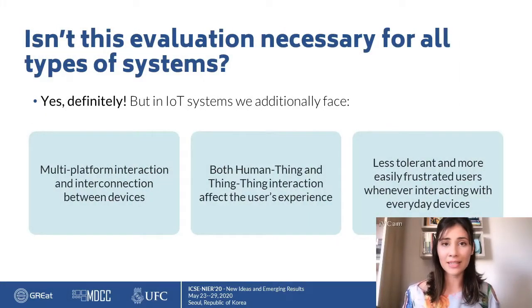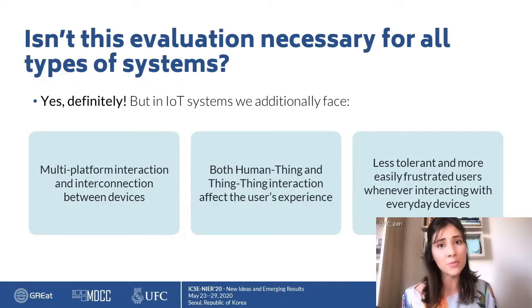At this point, you may ask, isn't this type of evaluation necessary for all types of systems? Yes, absolutely. But in IoT systems, we have to consider some specific challenges. For example, we have an environment with multi-platform interaction and interconnection between devices with different interfaces, with different capabilities. We have also two different types of interactions. Human-thing interaction, which is interaction between users and smart objects. And also we have thing-thing interaction, a type of interaction among smart objects, and both affect the user's experience.